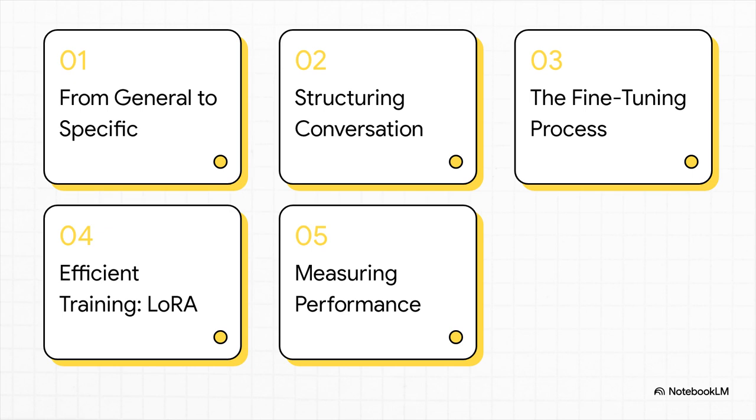Okay, so here's the plan. First, we'll talk about why we need to go from general to specific. Then we'll look at how you structure a conversation for an AI. After that, it's the fine-tuning process itself, including a really smart, efficient method called LoRA. And finally, we'll see how you can tell if it all actually worked.